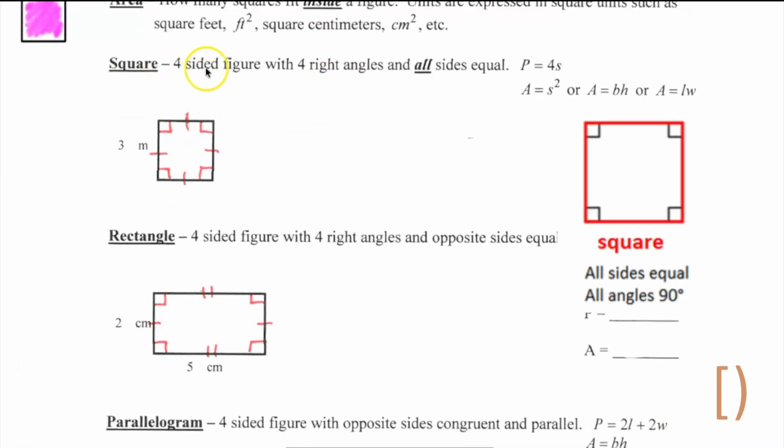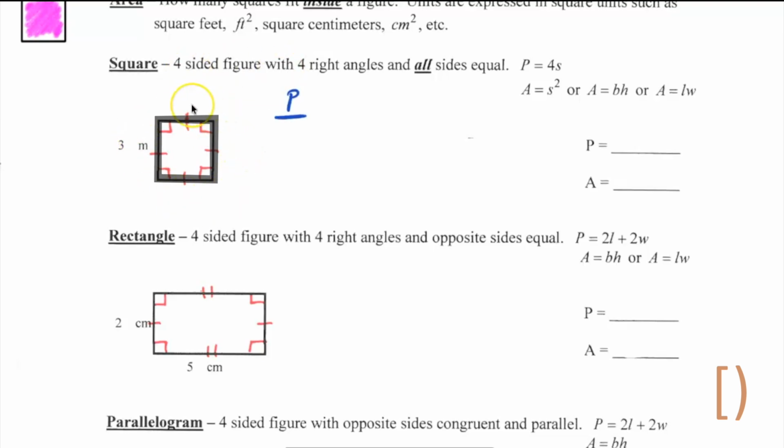So first, a square, right? A four-sided figure with 4 right angles and all sides equal. So this is an example of a square, right? Perfect square. Now, a perimeter is always the same thing. You just add up all around. So it'll be 3 plus 3 plus 3 plus 3, or 12. Or we can use the formula for a square, which is 4 times s, right? If one side's s, then they're all s. So we have 4 sides, so it'll be 4 times 3, and we get 12 meters. Because again, you're just adding 3 meters plus 3 meters plus 3 meters plus 3 meters, 12 meters.